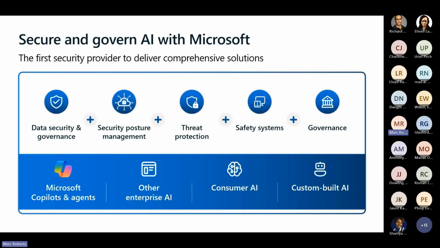So move on to the next slide. Microsoft is actually the first security provider to deliver comprehensive solutions for AI, including data security and compliance, security posture management, threat protection, safety systems, and governance capabilities across the Microsoft Copilots and agents and other enterprise AI, such as, as I mentioned, ChatGPT Enterprise, consumer AI, and custom-built AI apps.